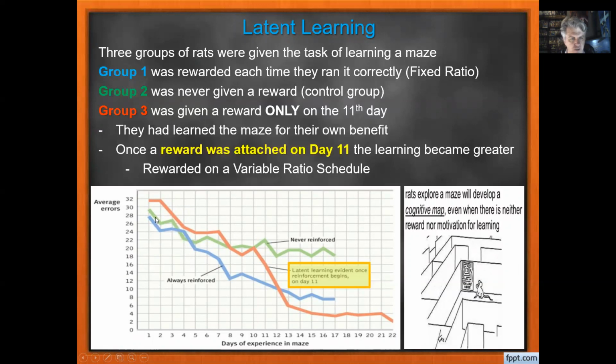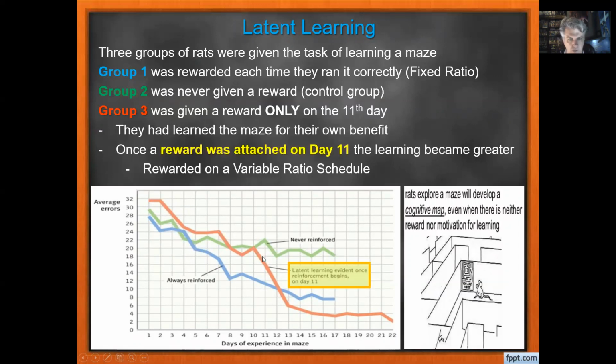All right, that's my control group. So they just learned for the sake of learning and then just sort of evened out. We're just doing it and not getting a reward. Group 3 was only given a reward after the 11th day. So again, here, never rewarded, never rewarded, never rewarded, learning at the same rate as the green who never gets a reward. Then suddenly on day 11, they get a reward.